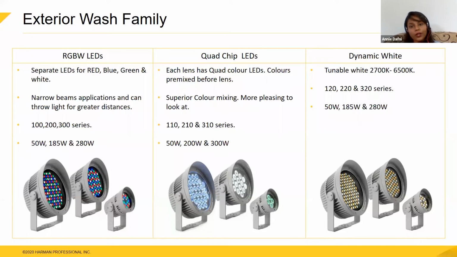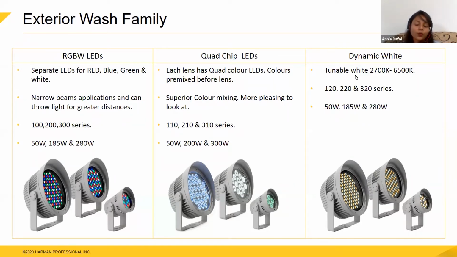The last variant in the wash family is the dynamic white, which is a tunable white variant. You can change the color temperature from 2700 Kelvin, which is a warmer tone of white, to a cooler 6500 Kelvin. We have individual 2700 and 6500 LEDs distributed across the fixture.